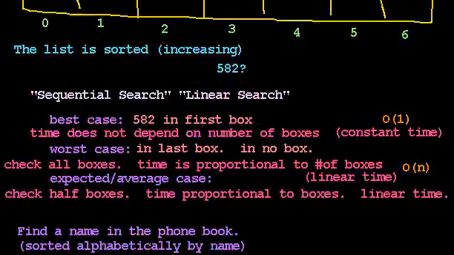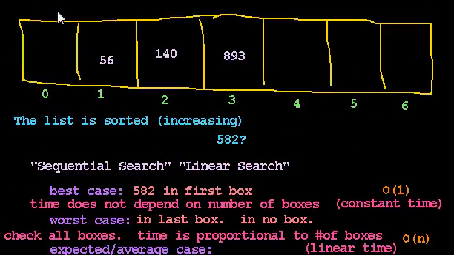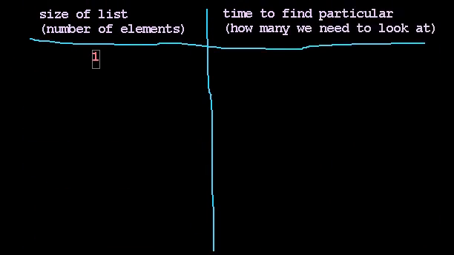Or alternatively, I have just one box, and I want to know, does that box contain 582? Something like that. If I have just one element in my list, then I need to look at exactly one box. So I need to look at one box, and we'll say that therefore the time is one unit of time, however long it takes me to look at one box. So really, I think this is the number of elements I look at, but I claim that the number of elements I look at has a lot to do with the time for my algorithm.